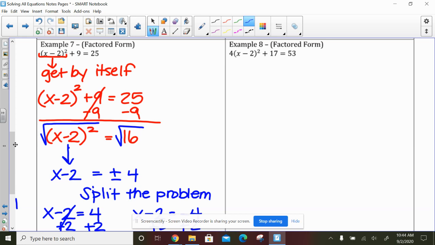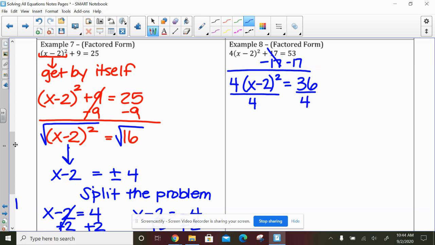I want the (x minus 2) squared to get by itself. So the first thing I'm going to do is subtract 17. I'm bringing down the 4, and these 17's go away. 53 minus 17 is 36. Now I have this number in the very front, the 4. I've got to divide both sides by 4 before I can do the square root. So those will go away. (x minus 2) squared equals 9.